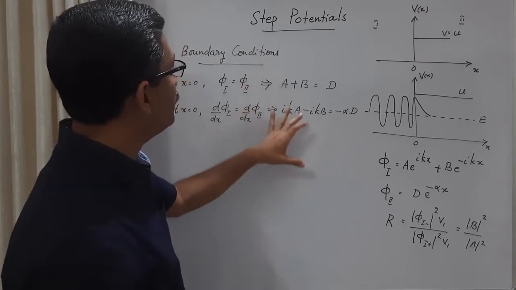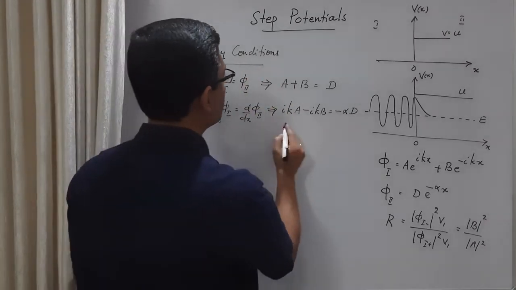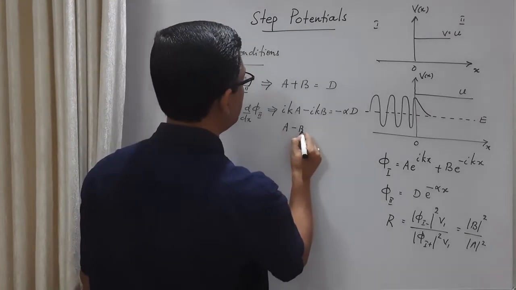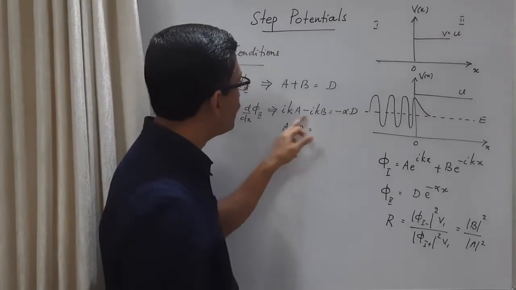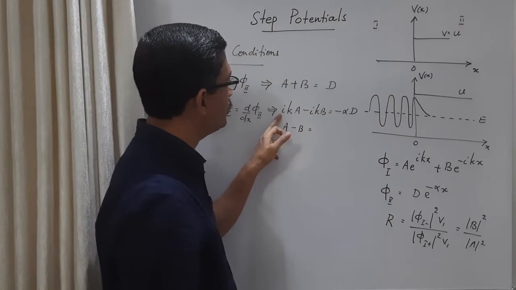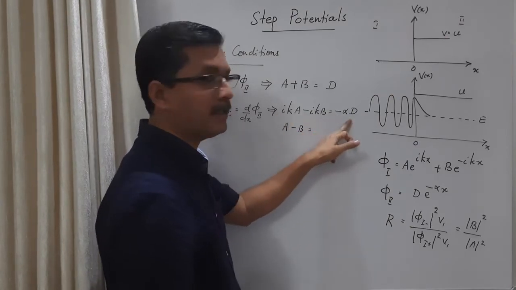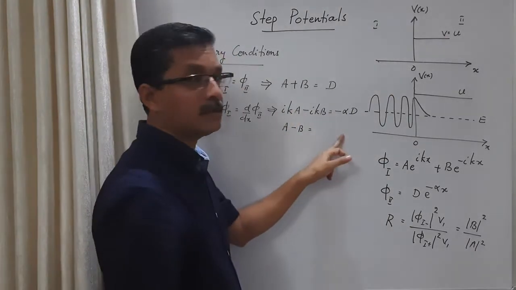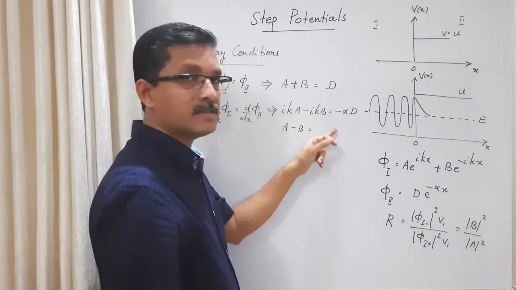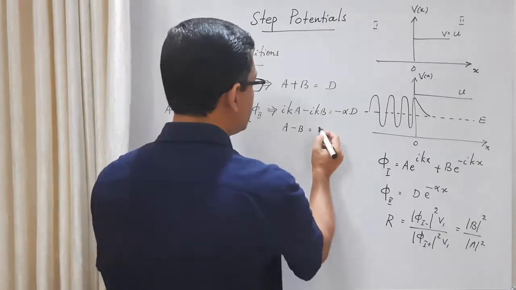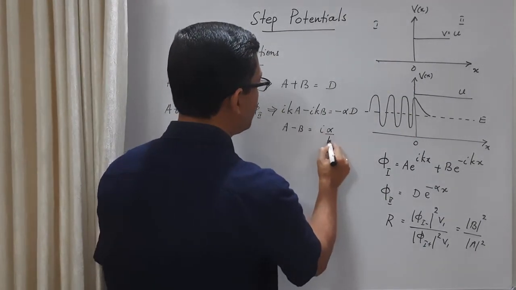So we can simplify this equation. We can write a minus b is equal to, I can take ik outside from these two, so ik times a minus b equals minus alpha d. Ik we can bring to the right side. 1 by i is minus i, so we get i alpha by k times d.